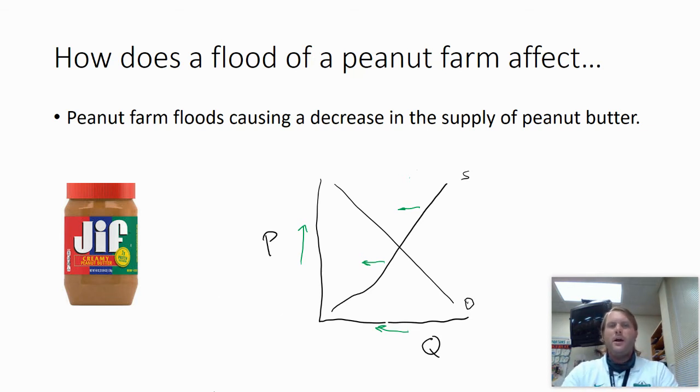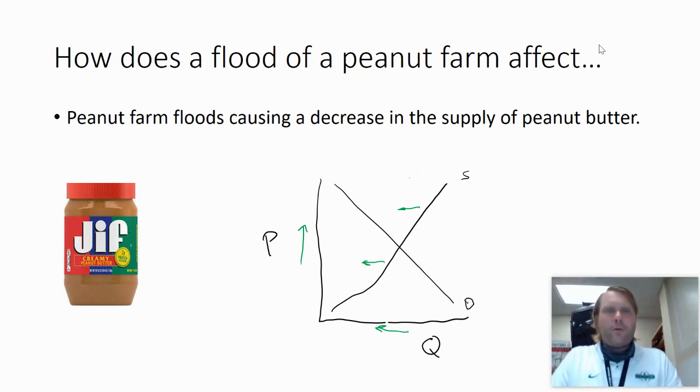So anyway, I started off. I gave myself a title. I didn't finish it, you'll see. But I said, how does the flood of a peanut farm affect? And I'm not to number 7 yet. Okay. So I started off: a peanut farm floods, causing a decrease in the supply of peanut butter.